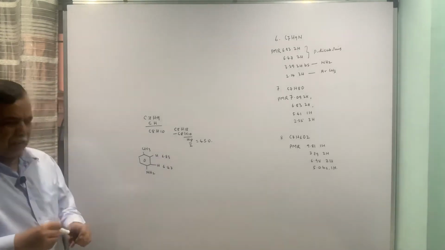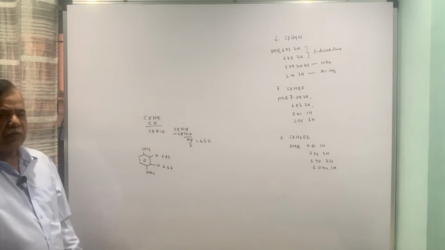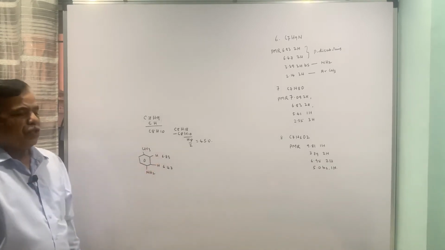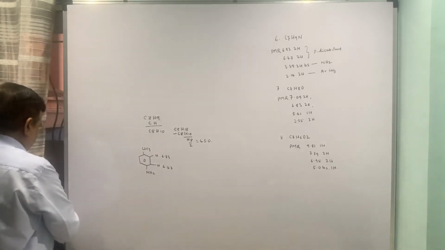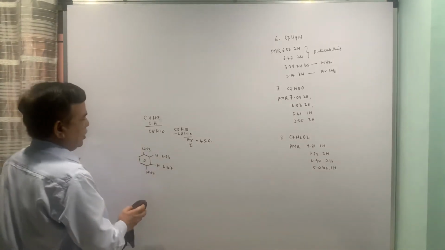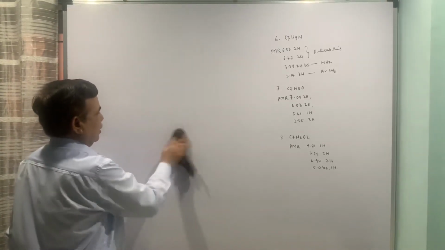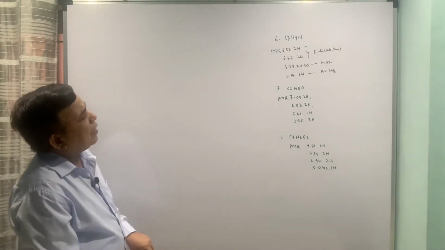NH2 is a powerful electron donor, so 6.47 the ortho protons with respect to NH2, and even these protons are also shielded because this ring is an electron rich ring. So instead of 7.2 it is 6.83. So overall the ring is electron rich. Okay.